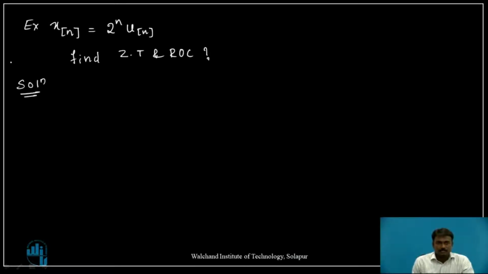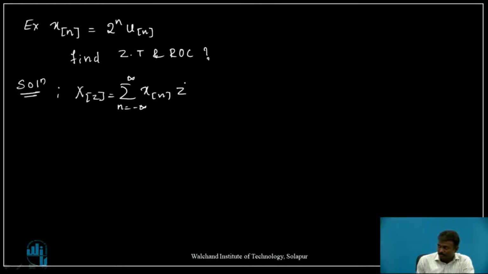Now, let us take an example to understand what we have discussed. Let us consider an example here. A discrete time signal x of n is an infinite right-sided sequence, that is 2 to the power n u of n. Find the z transform and ROC for the given discrete time signal. We know that x of z is equal to summation n equal to minus infinity to plus infinity x of n z to the power minus n, where x of n is equal to 2 to the power n u of n.